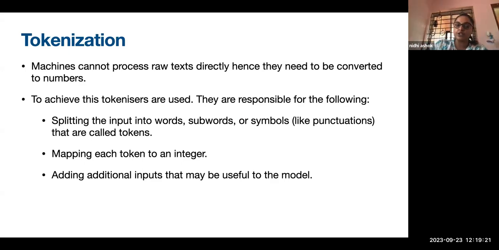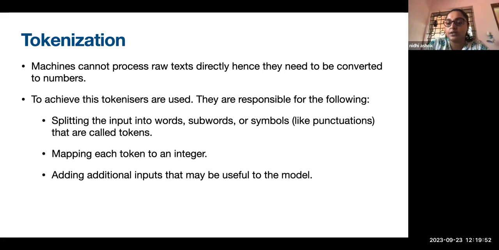So if you give "machines cannot process raw text directly" to the computer, what has to be done and how is it supposed to be given before it does any processing is the first step. You cannot directly give this sentence and expect an output. You have to change this. You have to bring this down to the level of the computer's understanding. So what you do is you break the sentence down.